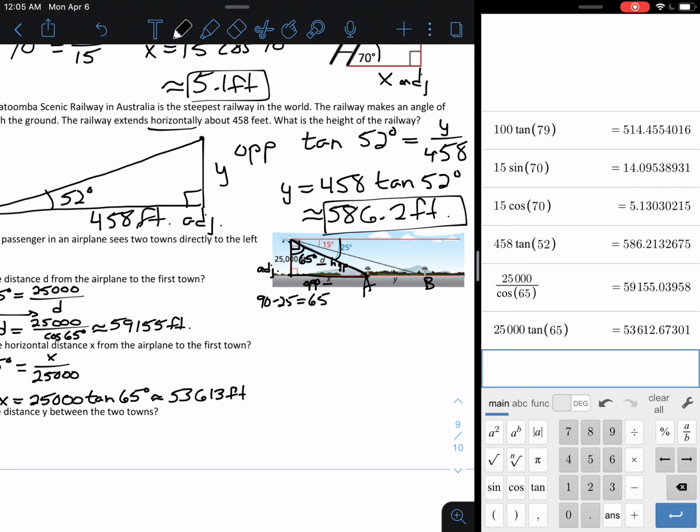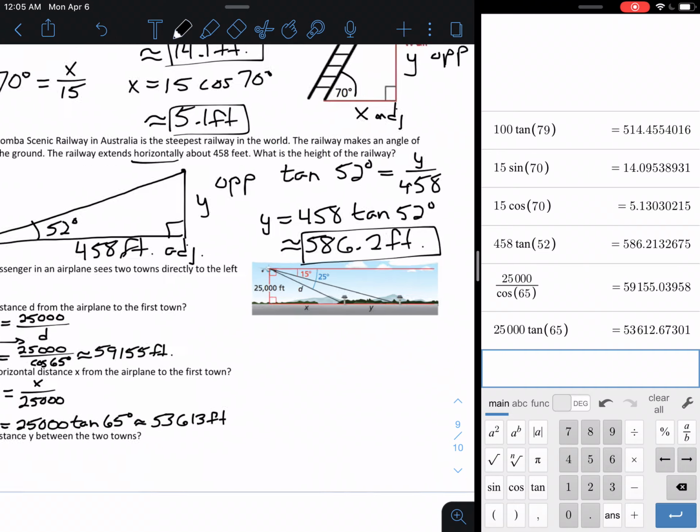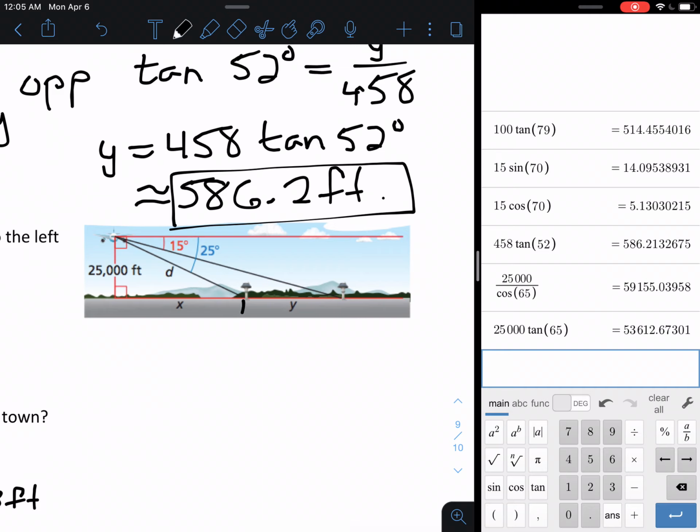Okay, cool. So we've just got one more thing that it's going to ask us for. It's asking us for what is the distance y between our two towns. So I'm going to erase some of this work to hopefully make it a little more clear what we're looking for here. Between our two towns, we're looking for this distance right here. So we're looking for this distance y between those two towns.